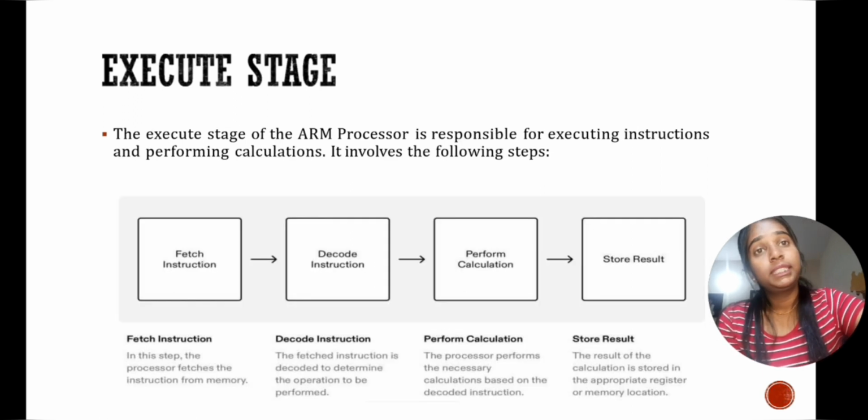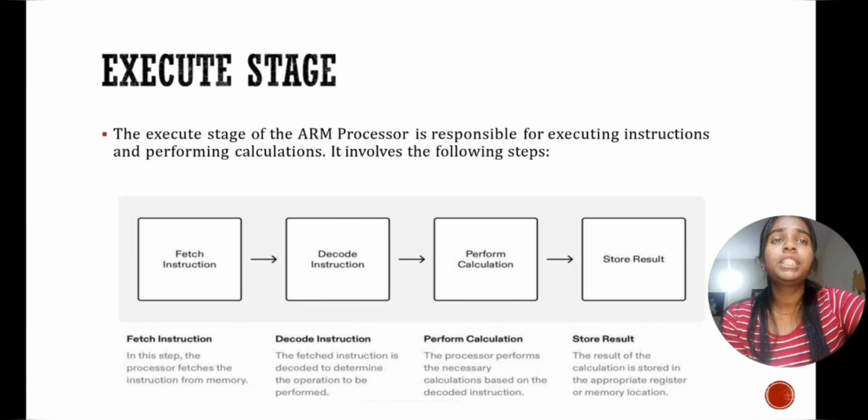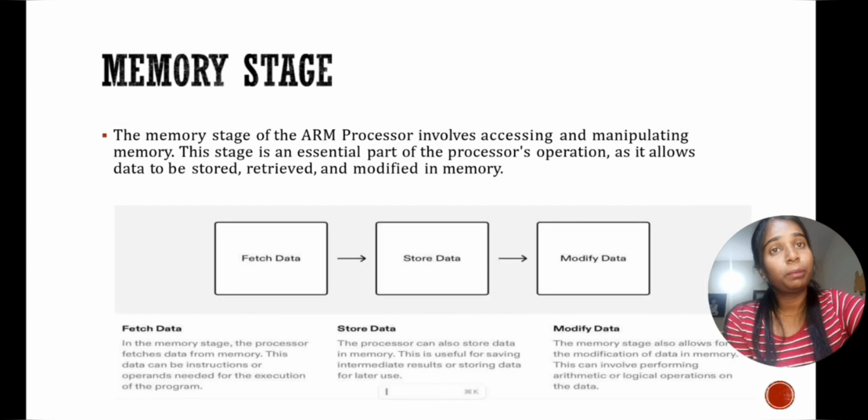Then the execute stage of the ARM processor is responsible for executing instructions and performing calculations. This involves the following steps. Fetch the instruction from the memory. Decode the instruction: the fetched instruction is decoded to determine the operation to be performed. Perform calculation: the processor performs the necessary calculation based on the decoded instruction. Then store the data: the result of the calculation is stored in the appropriate register or memory.